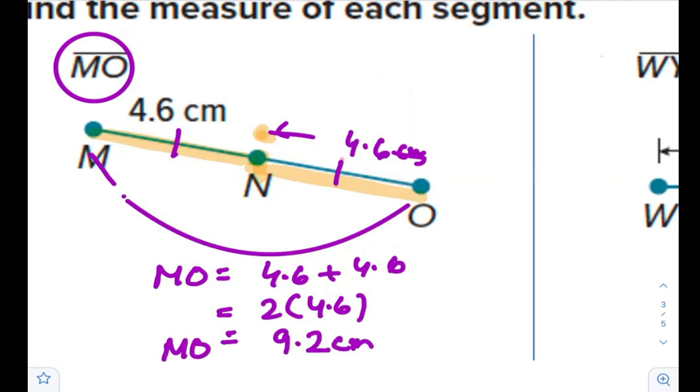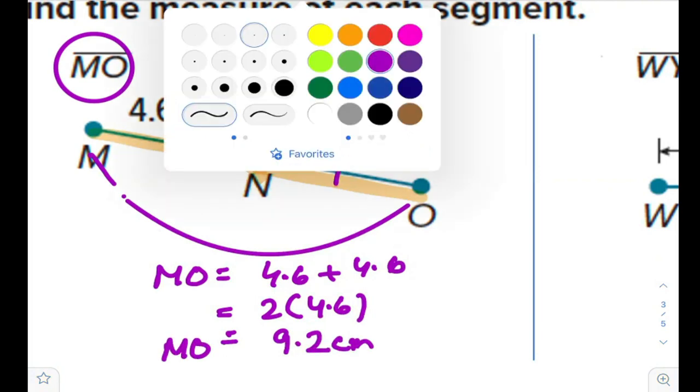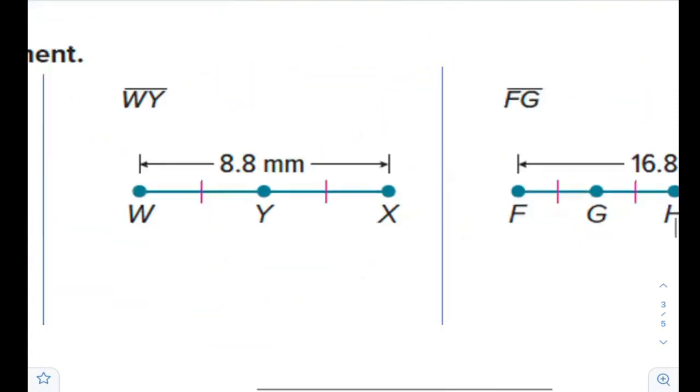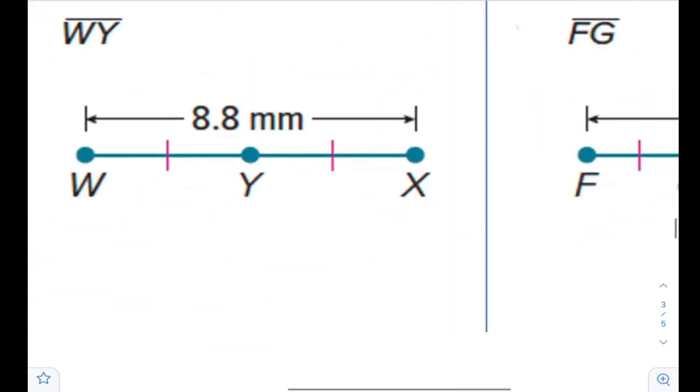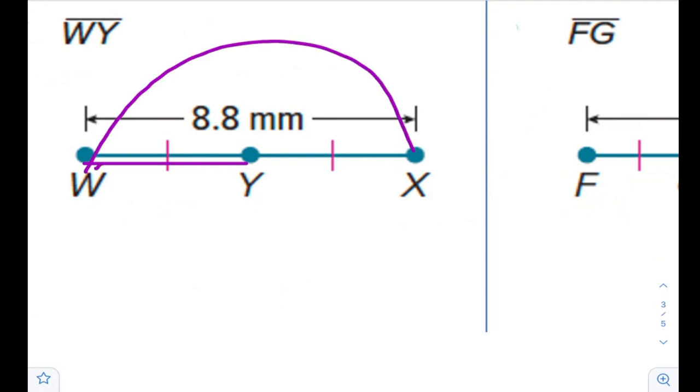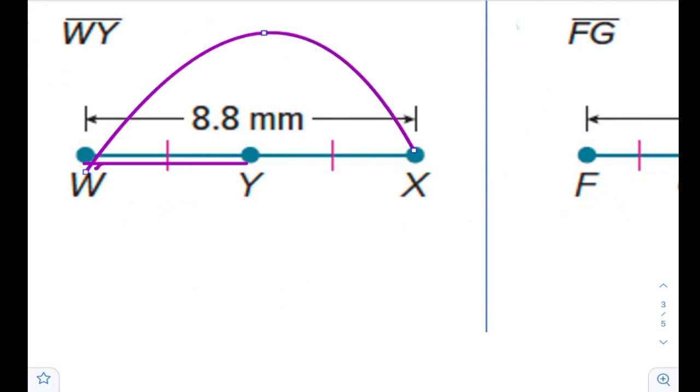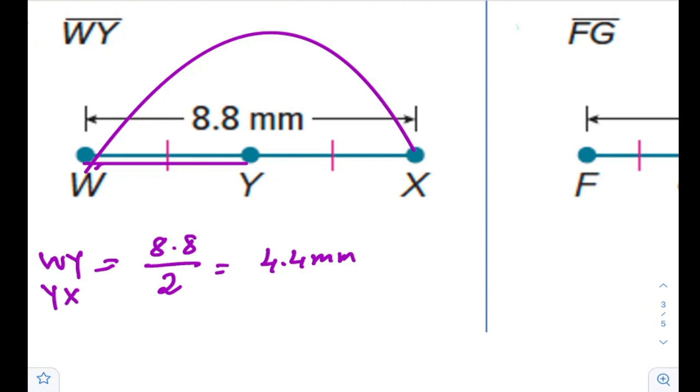This is MO. Let's move on. You are asked to find WY while you know the total length. This total length, which is 8.8, will be divided by 2, which is 4.4 millimeter. This will be the segment of WY or YX. Any one of them will have the same measure definitely.